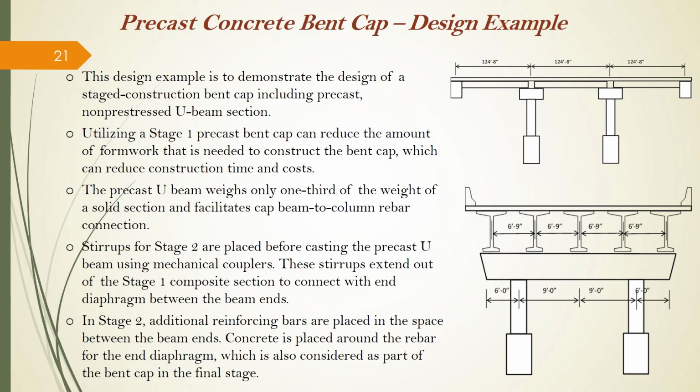The example that we're going to be looking at is a three-span bridge with equal spans of 124 feet 8 inches, and there are 2 interior bents supported by 2 columns, and we're going to show the design of the cap beam in two stages in the ensuing slides. Next slide, please.